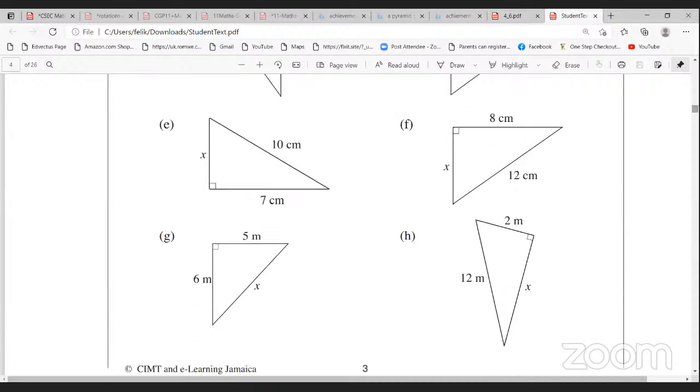What would I use for E? Oh, my screen wasn't shared. Pythagoras, miss. Why do you say Pythagoras? Because we're finding a missing side. And you're given how many sides? 2. You're given 2 sides and asked to find the third side. So that's important to know, because if you were given an angle and a side, then it would have been trig ratio. All right.